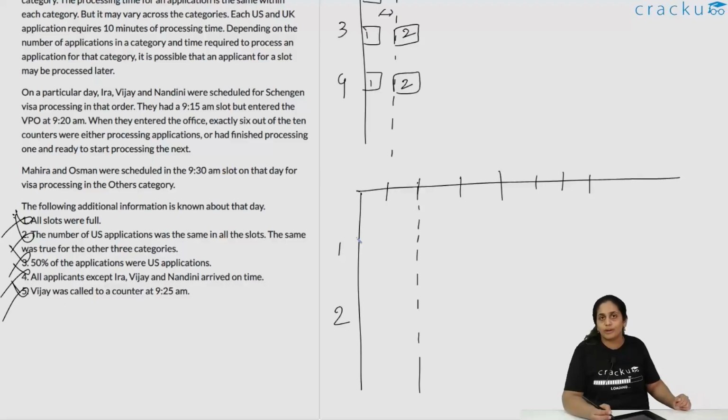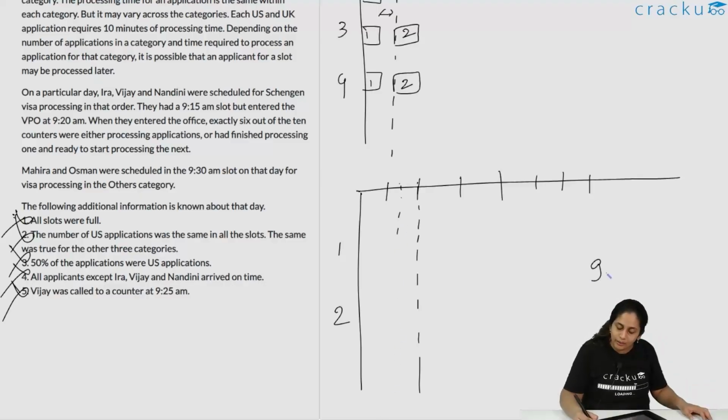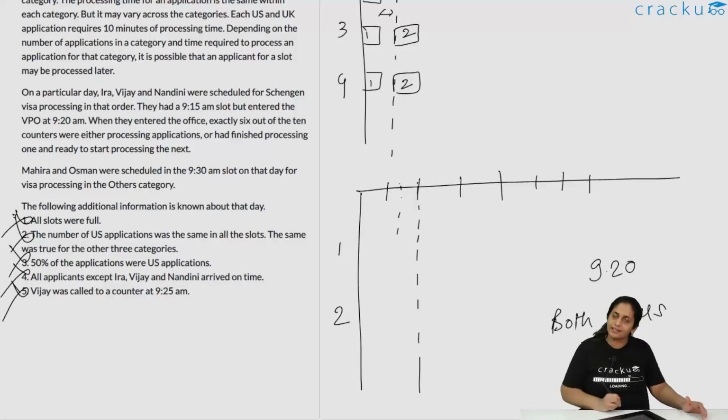They will finish those 2 applications. At 9:30, they'll get 2 applications. They'll finish those 2 applications. That means at 9:20, they had already finished the 9:15 a.m. applications, which means from 9:15 a.m. to 9:20 a.m., they had finished the applications. So essentially by 9:20 a.m., both others counters are free. Till 9:30 they are doing nothing because they have essentially processed the others applications between 9:15 and 9:20.